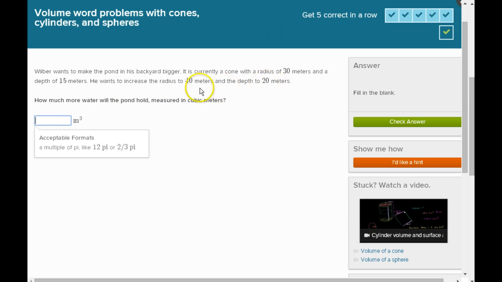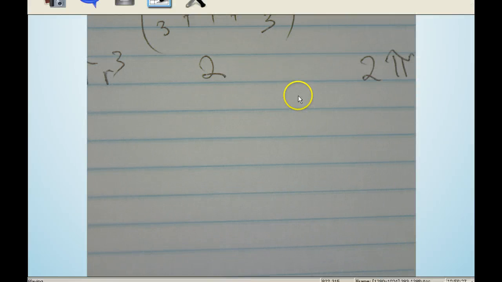Okay, so I've got to calculate the volume of a cone with a radius of 30 and a depth of 15. Find that volume, and then find this volume with the radius of 40 and depth of 20. Subtract them to find the difference, because it's asking how much more. That means the difference. So let's go back to the paper here. Zoom back out a little bit.